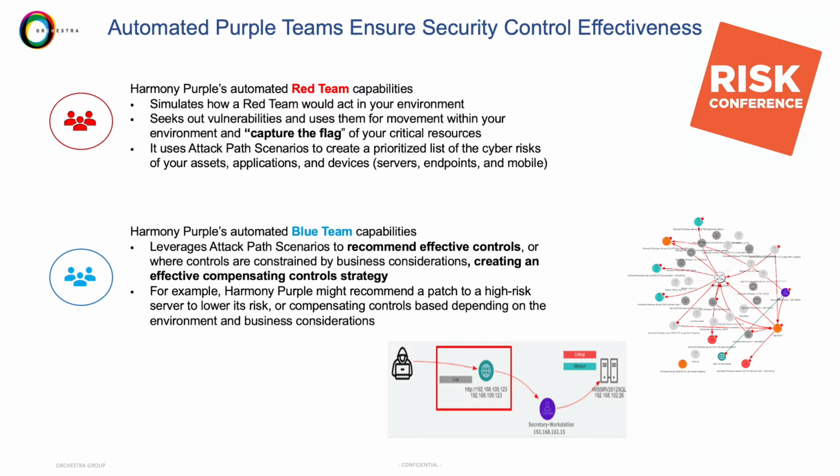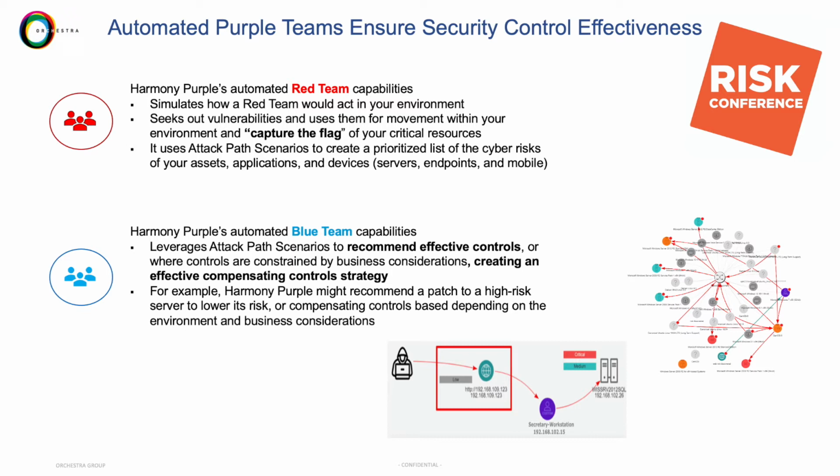It seeks out vulnerabilities and uses them for movement in your environment and to capture the flag of critical resources. It uses attack path scenarios to create a prioritized list of the cyber risks to your assets, applications and devices, servers, endpoints and mobile. Blue team capabilities: it leverages attack path scenarios to recommend effective controls, or where controls are constrained by business considerations, compensating controls. For example, Harmony Purple Pro might recommend patching a high-risk server to lower risk, or compensating controls based on the environment and business considerations. So this is what we call the blue team.